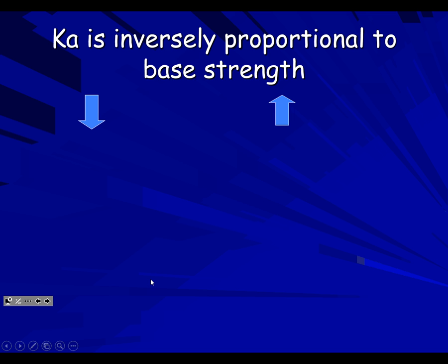Ka is inversely proportional to base strength. So as the Ka goes down, and we're talking numerically, the Ka is getting smaller and smaller, then the base strength gets stronger and stronger.